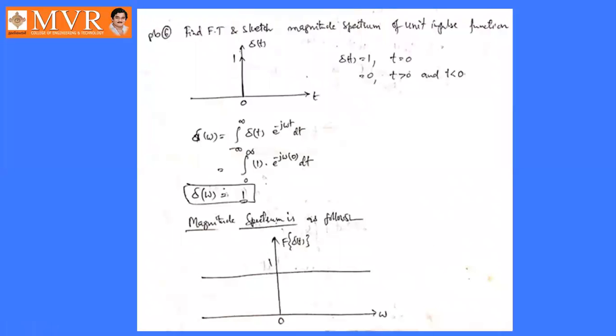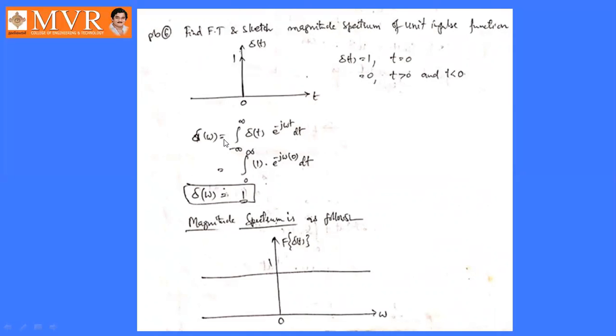So next, find the Fourier transform and sketch the magnitude spectrum of the unit impulse function. So what is the definition of the impulse function? The impulse function exists only at t equal to 0. So delta of t equal to 1 at t equal to 0. Okay. So this is the diagrammatical representation of the unit impulse function. Delta of t equals 1 for t equal to 0, and it is 0 otherwise.